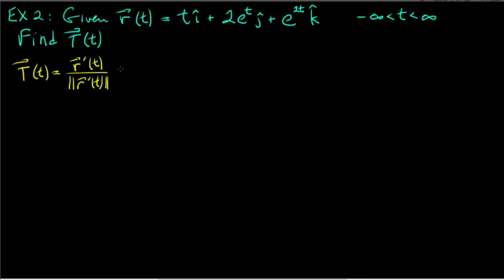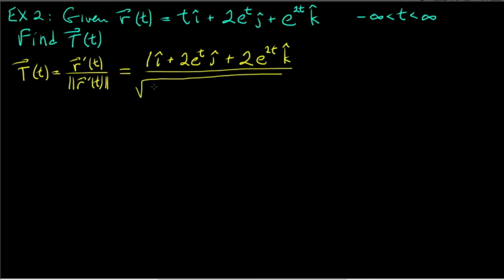So I think we can pretty much find the derivative pretty easily. The derivative of t is 1, so this is 1 times i. And then the derivative of e to the t is e to the t, so 2e to the t times j. And then there's a chain rule here, so the derivative of e to the 2t is 2e to the 2t times k, divided by the magnitude. So let's take the square root of 1 squared plus (2e to the t) squared plus (2e to the 2t) squared.